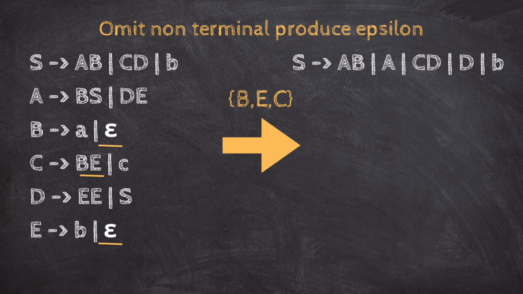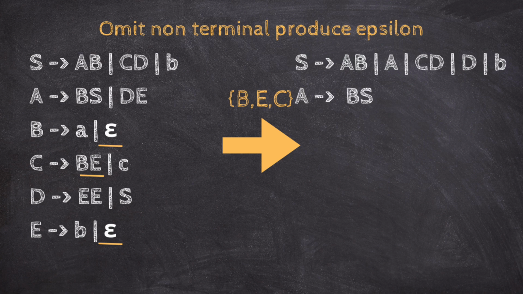B stays the same. For A, keep BS as the original. Since B is producing epsilon, omit B and add S. Keep DE as the original. Since E is producing epsilon, omit E and write D. For B, we keep A.